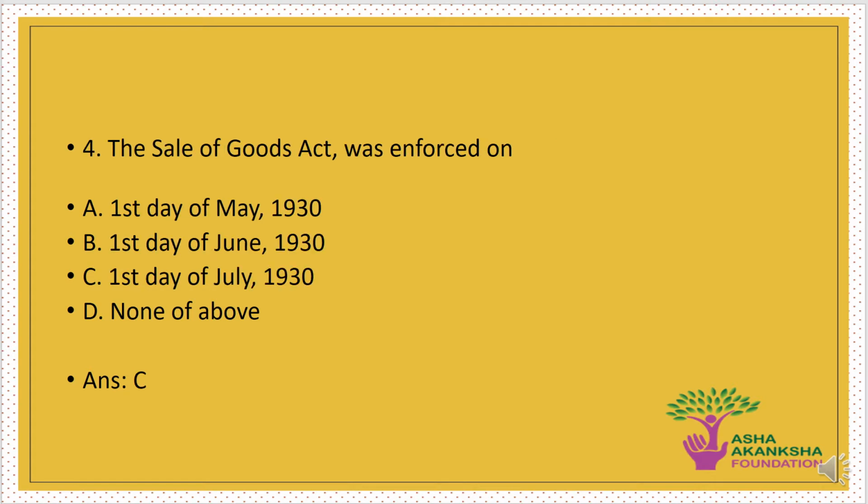Next question is, the Sales of Goods Act was enforced on which of the following dates? Options are A, first day of May 1930, B, first day of June 1930, C, first day of July 1930, or D, none of the above. The correct answer to this question is option C, that is, the Sales of Goods Act was enforced on first day of July 1930.